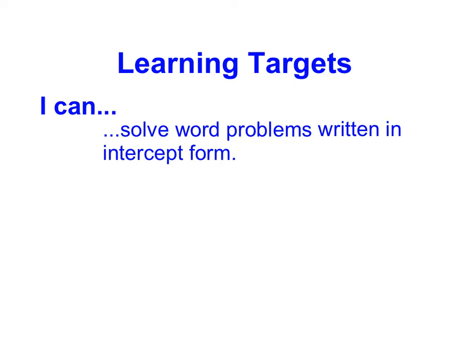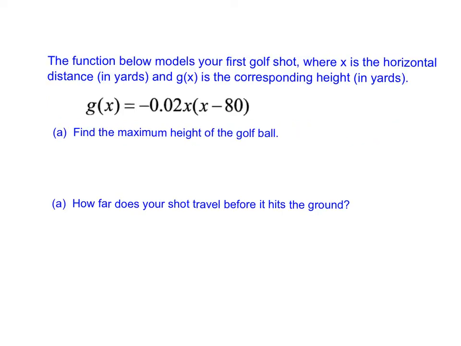In this video, we'll be learning how to solve quadratic word problems that have a function that is written in intercept form. So here it says the function below models your first golf shot, where x is the horizontal distance in yards and g of x is the corresponding height in yards. So when we look at this function, what I'm noticing is that this function is written in intercept form.